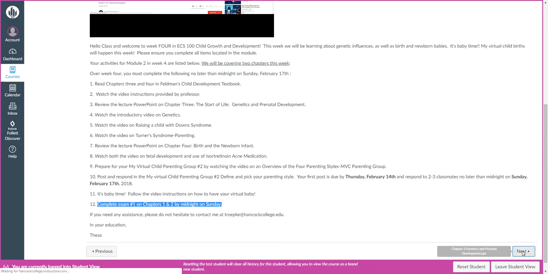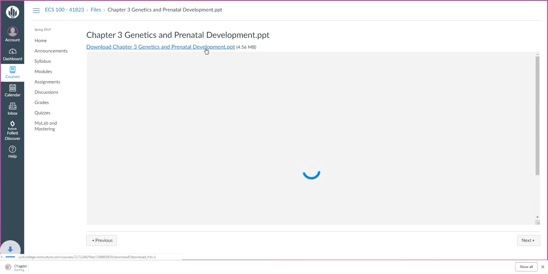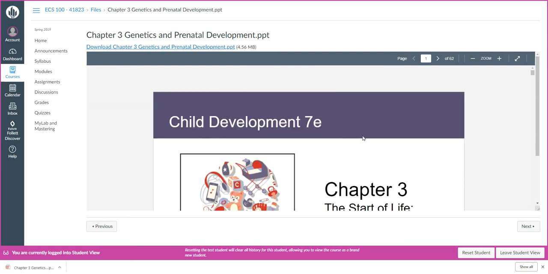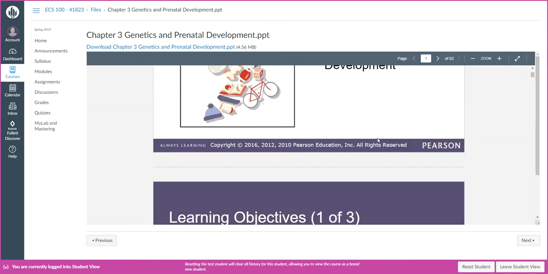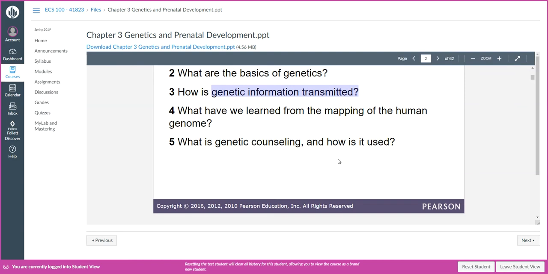We're going to move through the module. Here's our PowerPoint on genetics. I'm going to go through what the learning objectives are for that. Never fails. As soon as I bring it up, it comes up. Over the course of this chapter, I want you to be able to explain what the roles of genes and chromosomes are in human life. Also, the basics of genetics: what is that, and how is genetic information transmitted through conception?